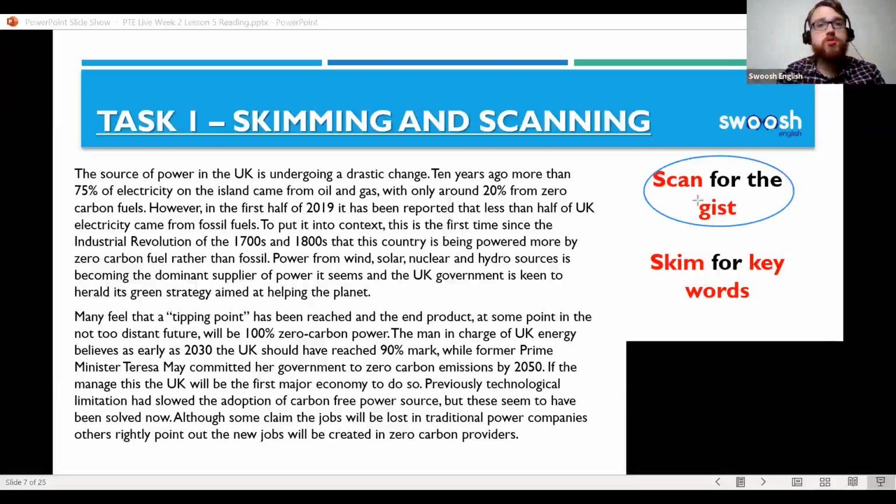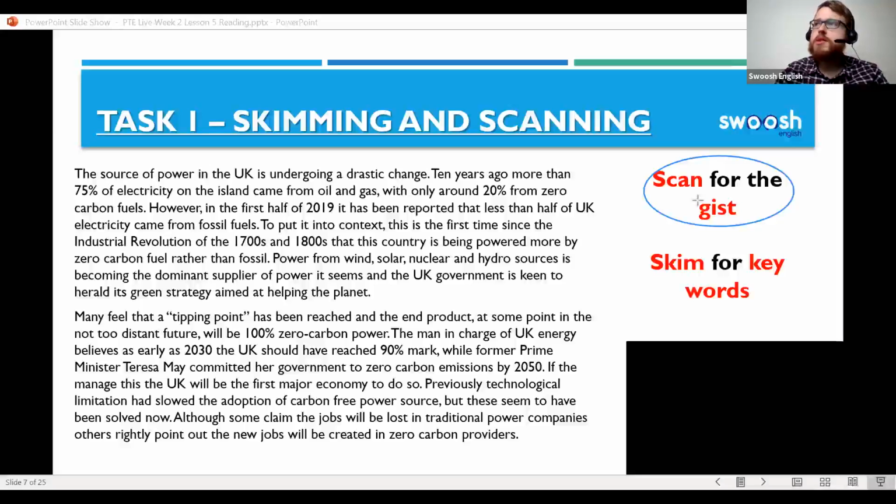So what did you get for the gist of this passage? Well, the gist is about climate change and about how electricity in the UK is changing for the first time. Instead of using fossil fuel, it is now being fueled by renewable energy, such as zero carbon fuel, etc. It's about how energy is changing in its usage and consumption in the United Kingdom.